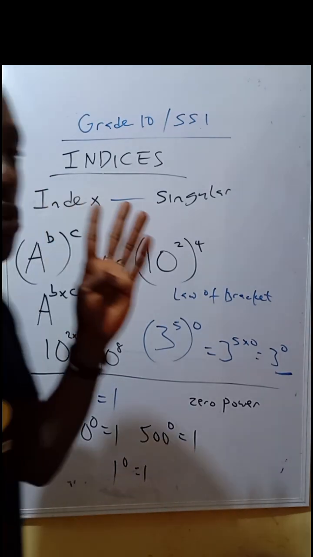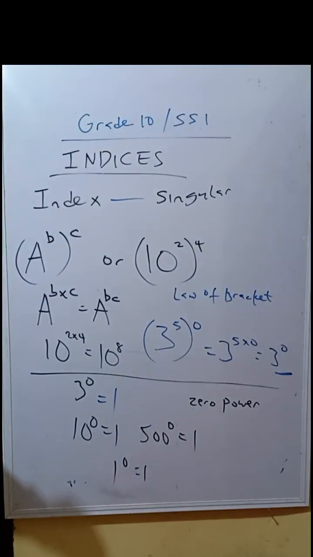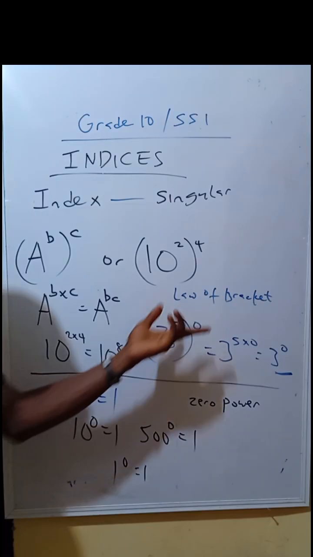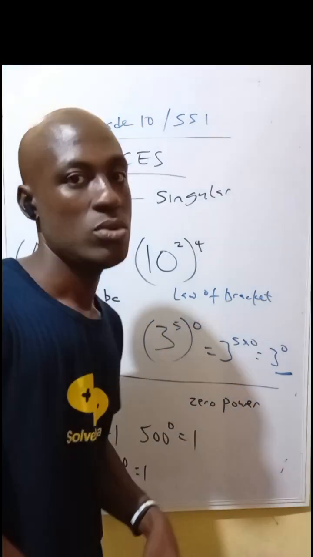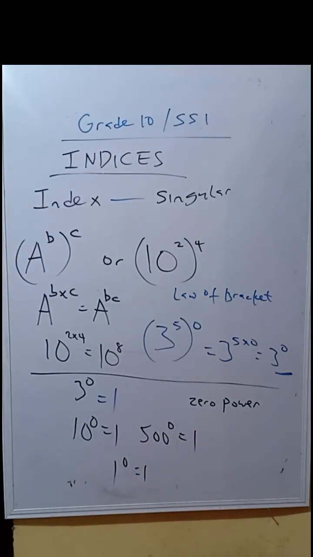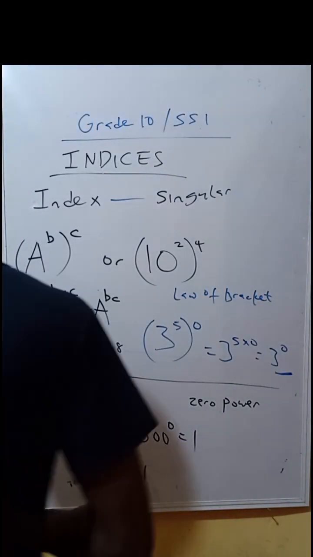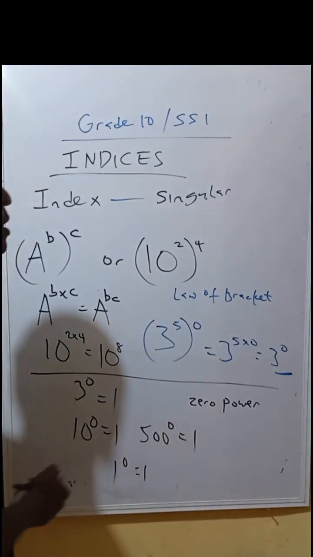So these are 4 laws of indices we have looked at today. The first law, the multiplication law. The second law, the division law. The third one, law of brackets. And this one is the zero power law. Zero power what law? Now, how do we apply them? This is how we apply them.